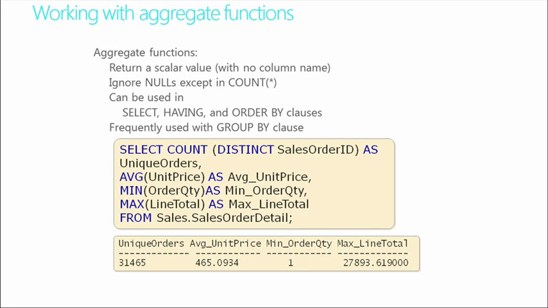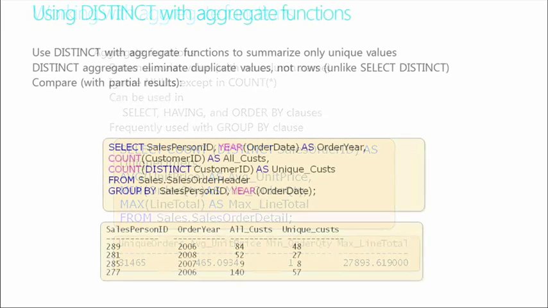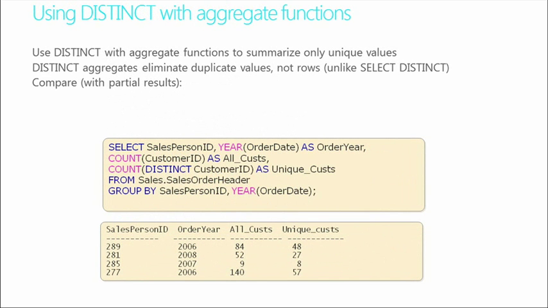I would hope there would not be an order detail line for a 0 order quantity, so I was glad to see that as 1. And then the max line total is 27,893.619000. So we did get a retrieval of content, and this contains 4 aggregate functions within one statement, which makes it nice that we can summarize that content and get a display instead of looking at 31,000 plus records to determine what's going on with the number of items in that details table.